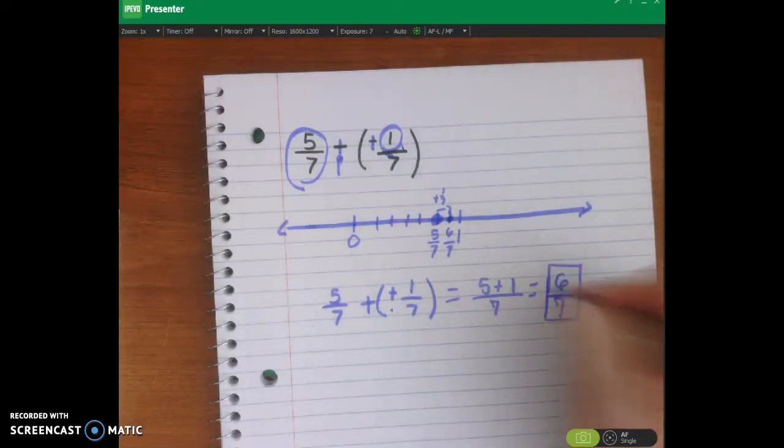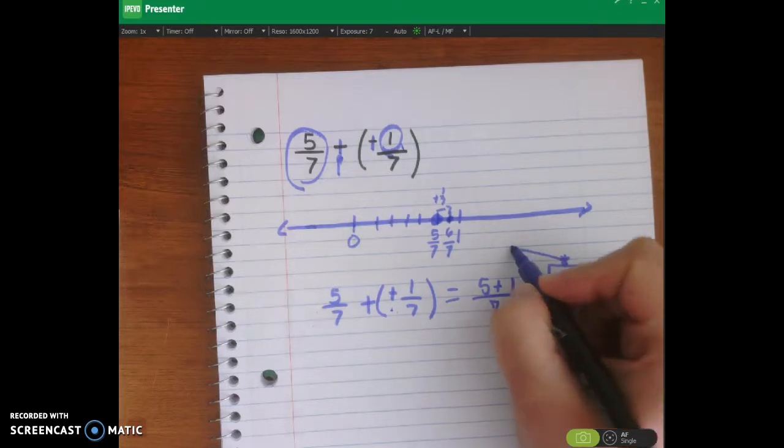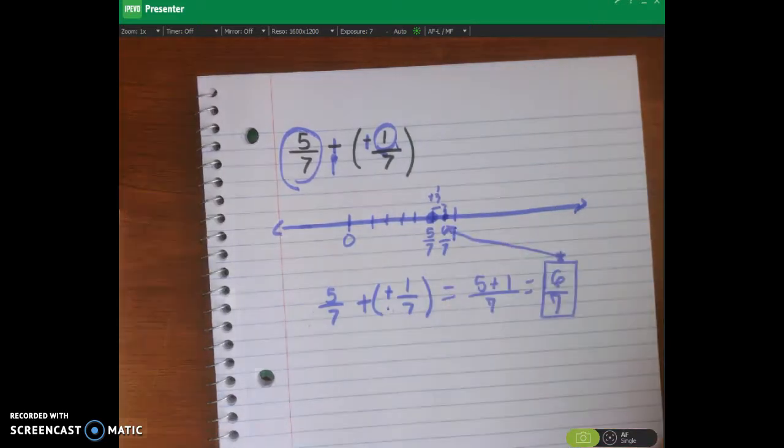So you could have done it this way, just use the rules, and then put this number on your number line. That would have been perfectly fine with me. So let's look at the next one.